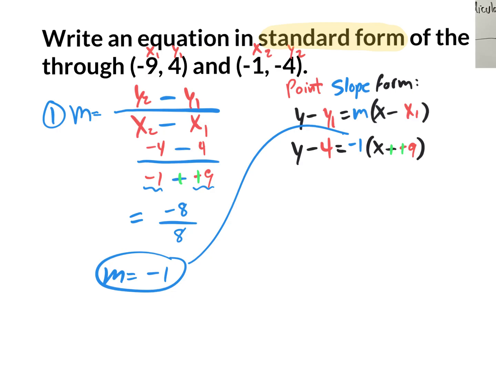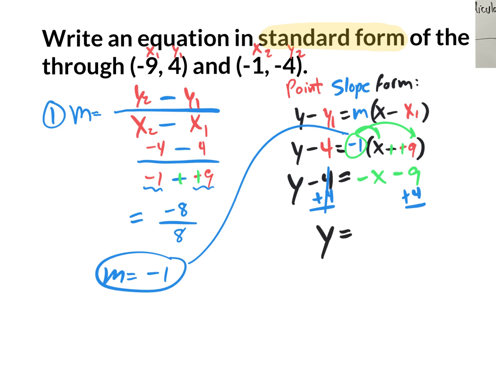Here we go. So let's do what the board says, distribute. So take that -1, -1 times x, that's negative x. -1 times 9, that's negative 9. Bring down the equal sign, bring down the y minus 4. So you distributed, now you got to isolate y, that's what the board says. Let's get rid of that minus 4 by doing a plus 4. And we do to one side, do to the other side, plus 4 over here. You now have y isolated.